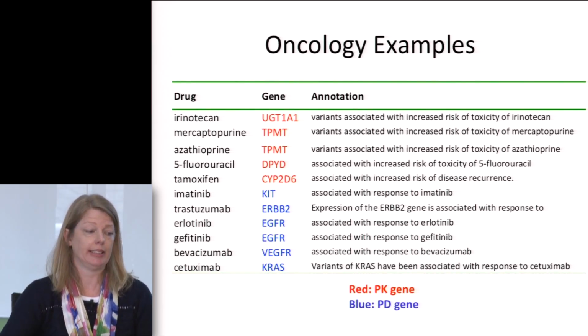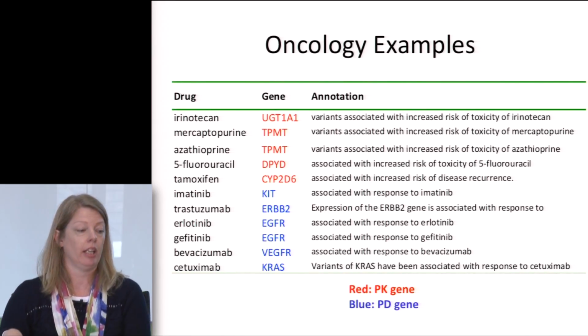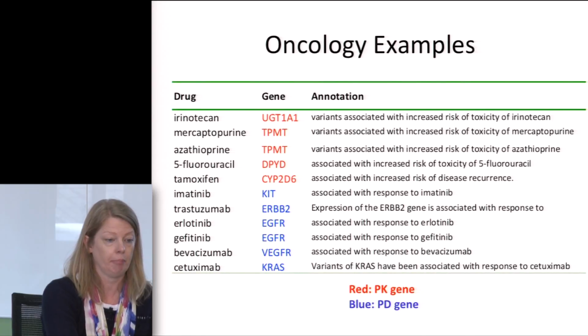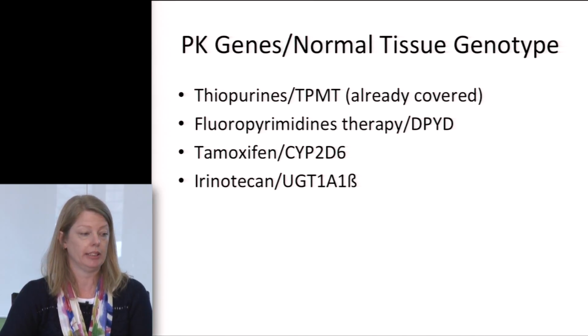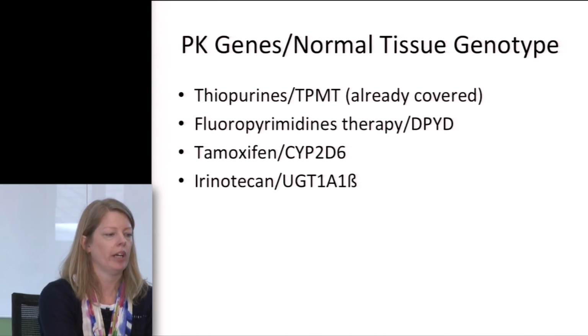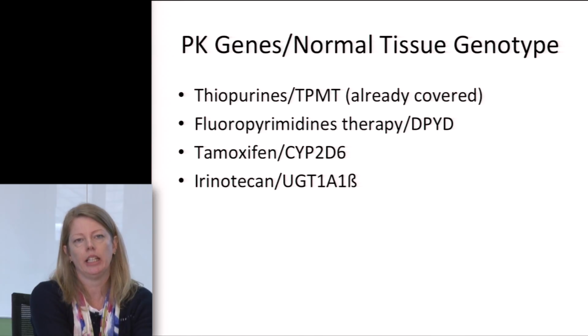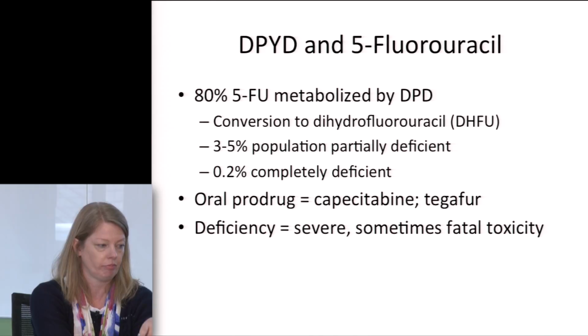So I'm going to go through a few of these examples of both normal tissue PK genotyping and tumor tissue PD genotyping. So we're looking at the PK genes. We're looking at TPMT, DPYD, CYP2D6, and UGT1A1. We already talked about thiopurines and TPMT in a different section in the pharmacogenetic examples lecture, so I'm not going to cover that again here. You can refer to that one for the discussion about how TPMT works to metabolize thiopurines.